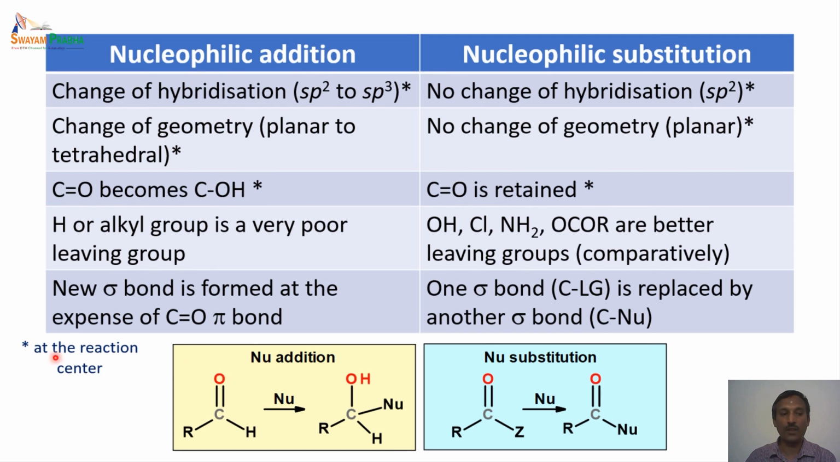As I mentioned, the star indicates it is at the reaction center. So all the change of geometry and hybridization happens at the reaction center. This is the reason aldehydes and ketones undergo nucleophilic addition, whereas acid and its derivatives undergo nucleophilic substitution reaction.